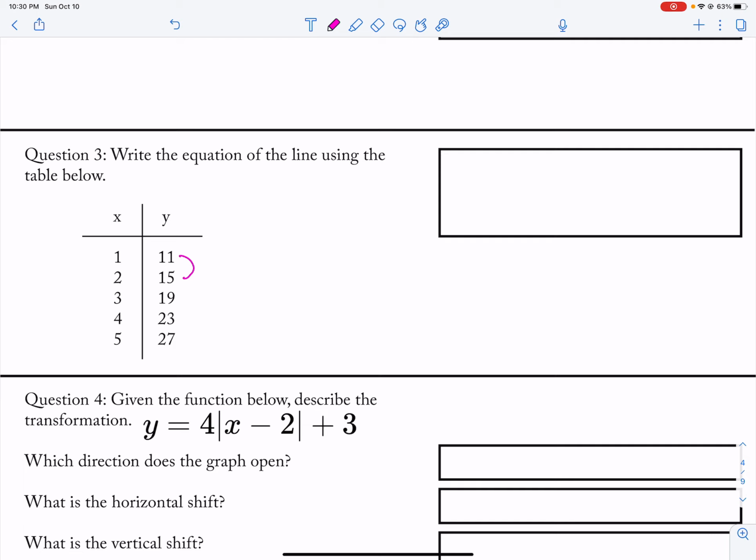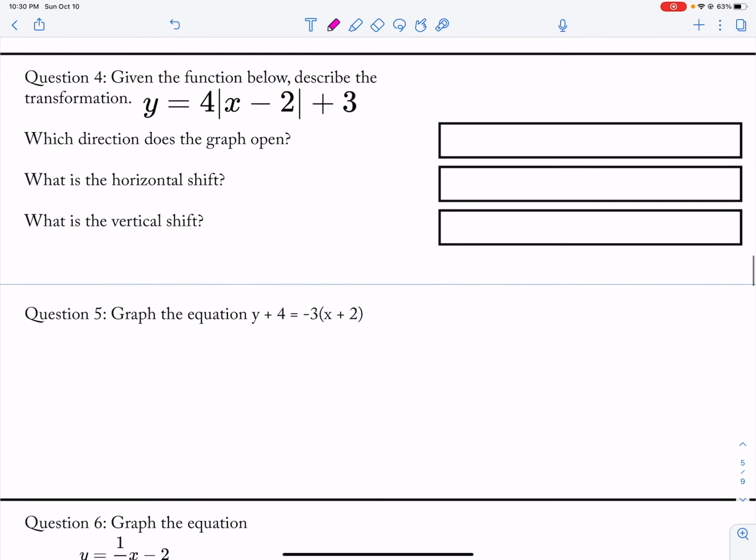Okay. Write an equation using the table below. So I need to figure out what the slope is. 5 minus 1 is 4, so my slope is 4. I don't care about what equation I use, so I can use y minus 11 is equal to 4 times x minus 1. I could just use point slope form.